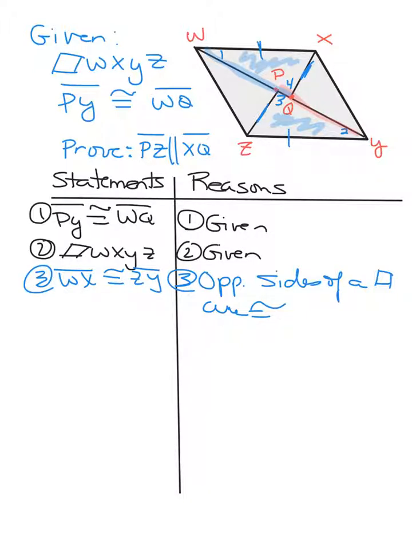Now, I can also say, I know that the lines are parallel since it's a parallelogram, and then I can say 1 and 2 are alternate interior angles. So I need to get to that point. I can't say that 1 and 2 are alternate interior angles until I say that the lines are parallel. So it's going to be my next step.